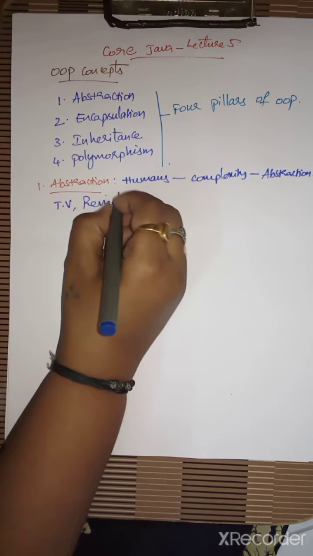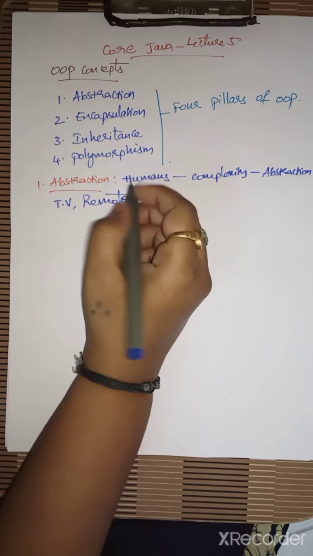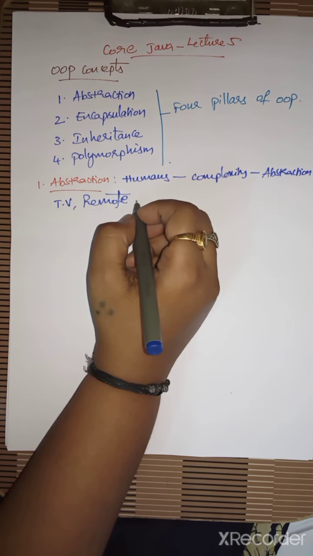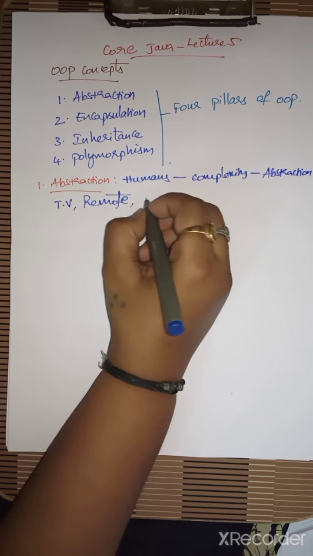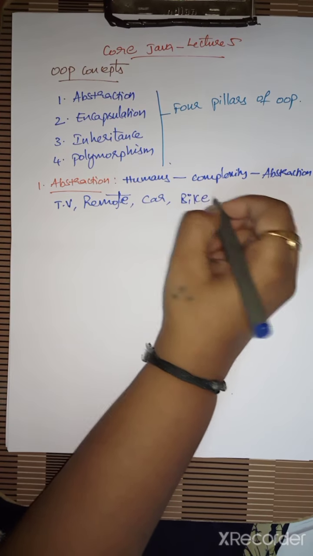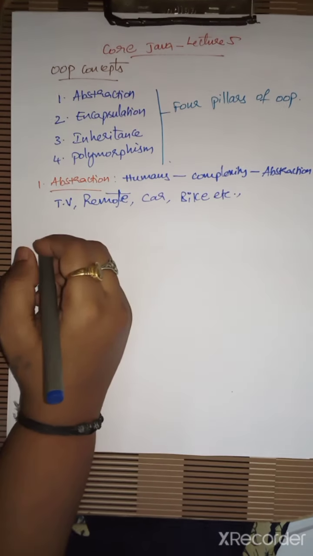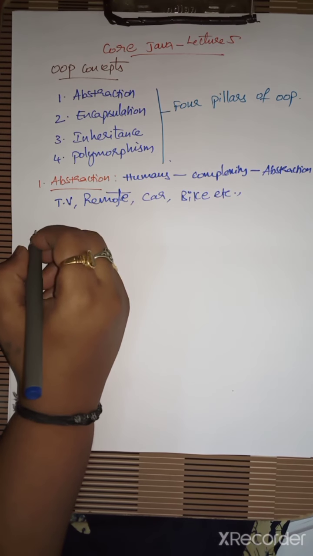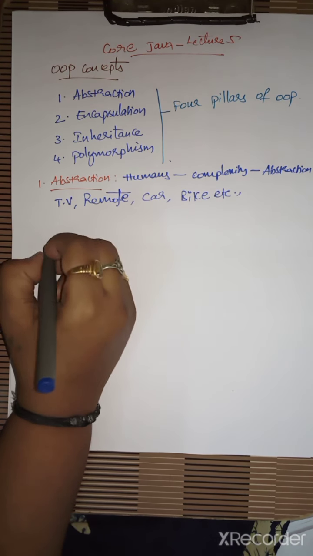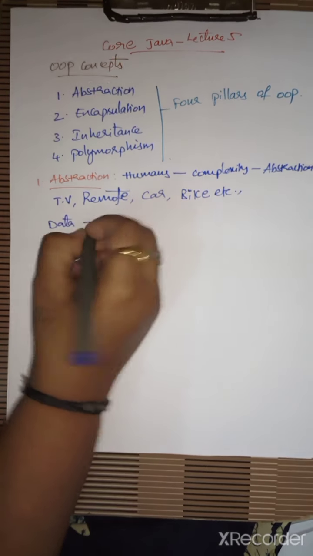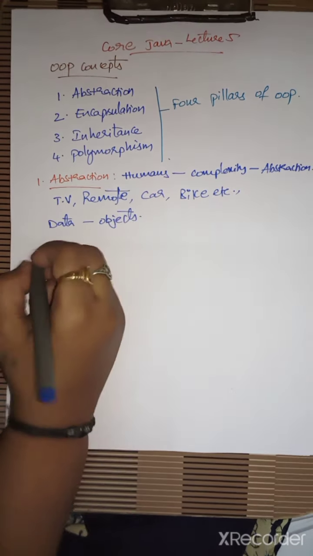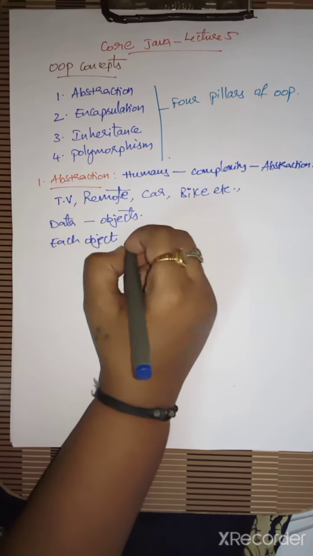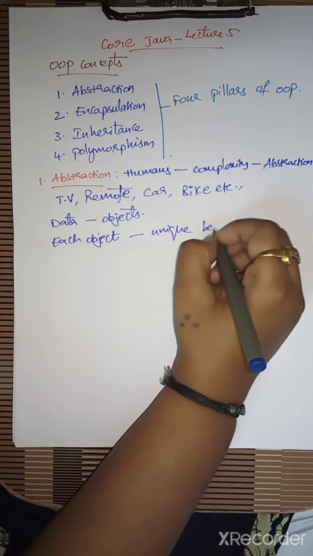In the same way, the remote also. Though we don't know the internal parts and its implementation details, we are still able to use it very easily. In the same way, car, bike, and so on. This can be applied to computer programming also. The data of procedure-oriented language can be represented in the form of objects, and each object describes its own unique behavior.